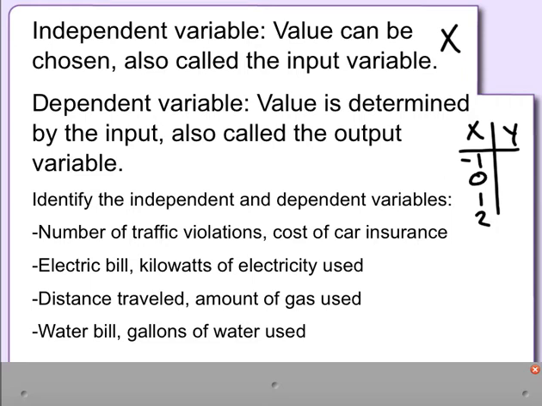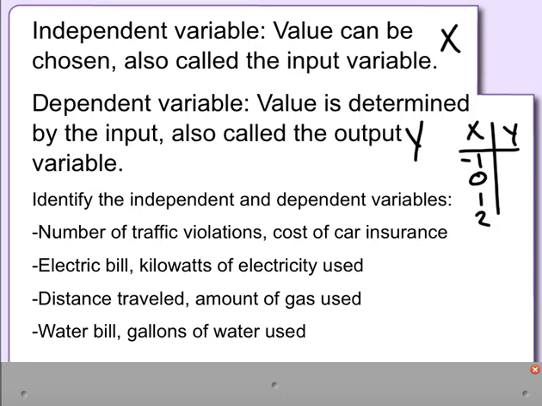Our dependent variable depends on what we choose for our independent. So the value is determined by the input. This is also called the output variable. And with our coordinate grid, we're talking about y.